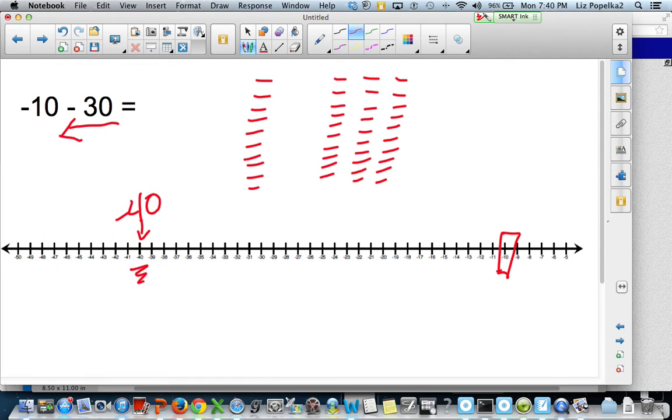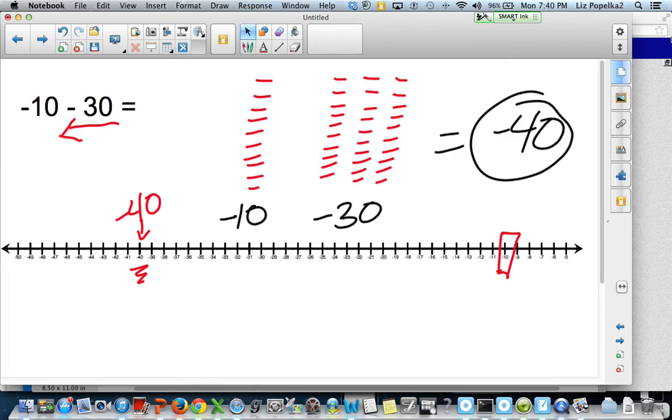Another way to think about it is that I'm putting a negative 10 together with a negative 30, because minus a positive 30 and a negative 30 really mean the same thing. So here I've drawn 10 negatives and here I've drawn 30 negatives. What's going to happen when I put 10 negatives and 30 negatives together? I get a total of a negative 40. So either way, negative 10 minus 30 is the same thing as a negative 10 plus a negative 30. It still turns out to be a total of a negative 40.